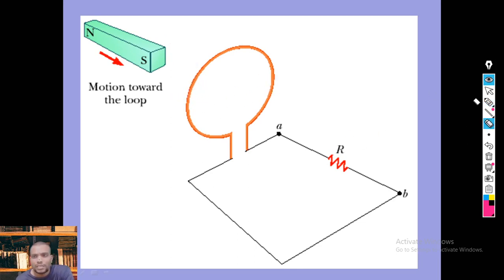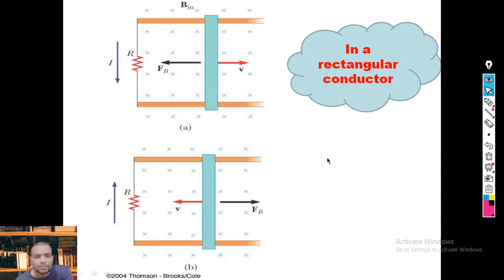Suppose you change the loop to a different one. Now here I have taken a rectangular conductor, a copper rectangular conductor, which is kept in a uniform magnetic field. To get the completion of the circuit, here is one more conducting rod, which is also a conductor, so that these two copper rods are connected.